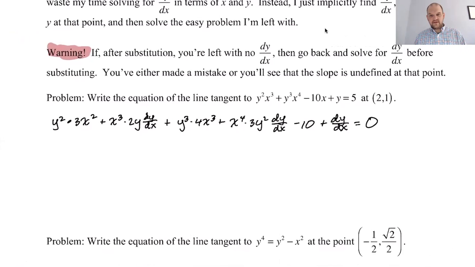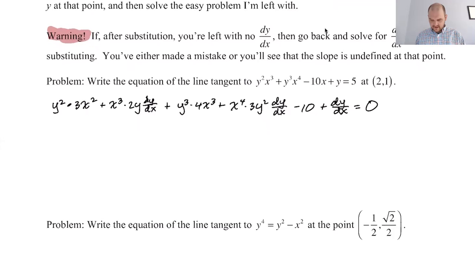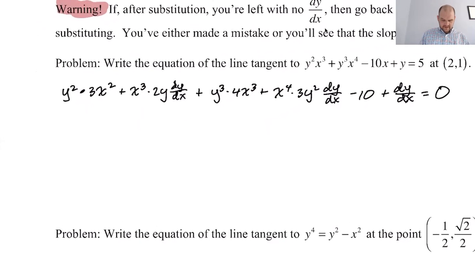Okay, so now what are we going to do? I'm going to substitute 2, 1. So everywhere that I see an x, I'll make it 2. Everywhere I see a y, I'll make it 1. So how do I denote that? I'm going to say at 2, 1, colon. Okay, so y is equal to 1 is a really nice, generous thing that was done for us.